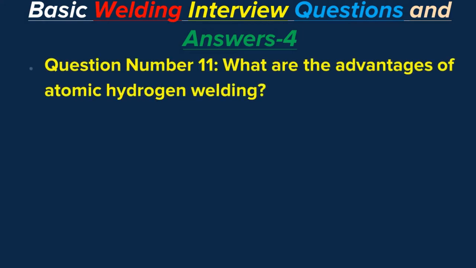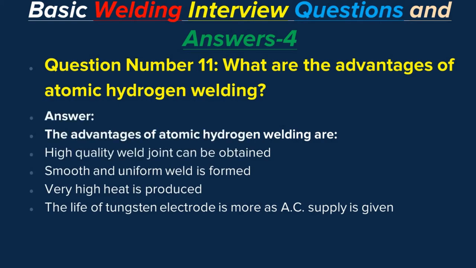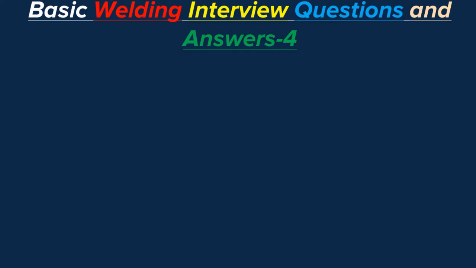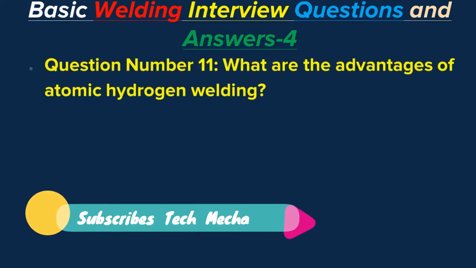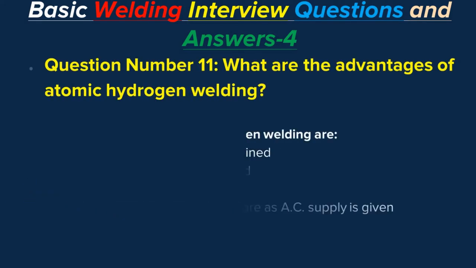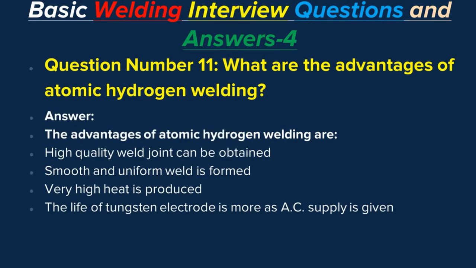Question number 11. What are the advantages of atomic hydrogen welding? Answer. The advantages of atomic hydrogen welding are: high quality weld joint can be obtained, smooth and uniform weld is formed, very high heat is produced, and the life of the tungsten electrode is more.